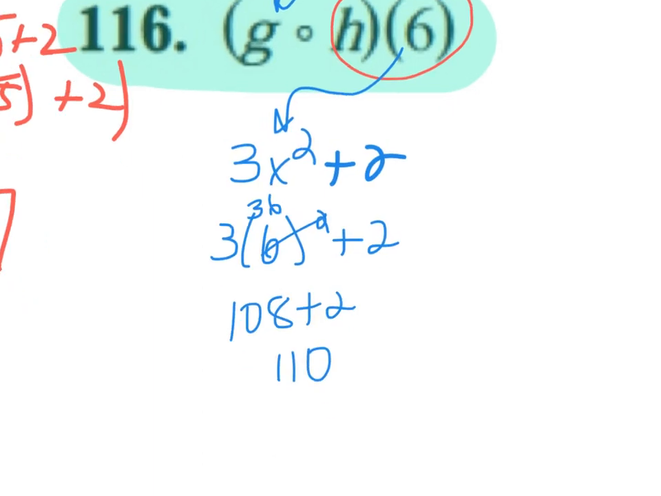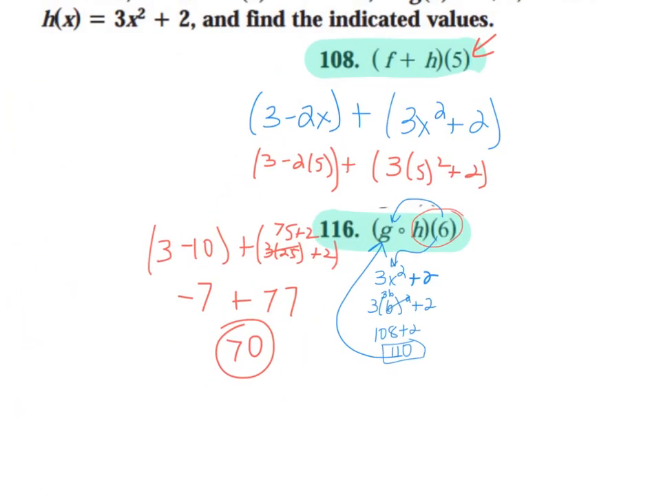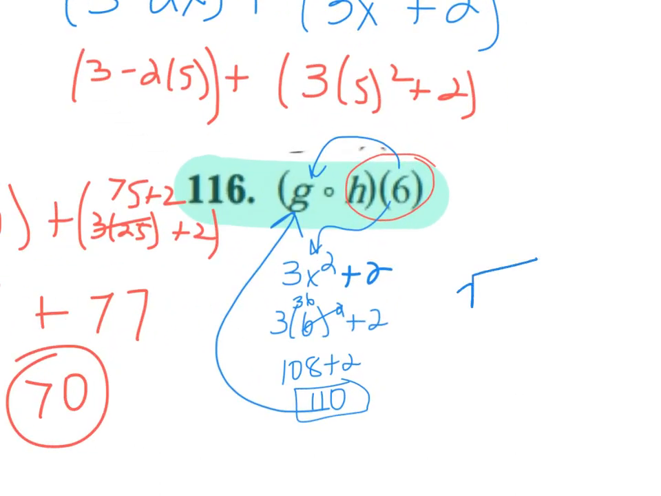Now they want me to take 110 and plug it into what? G. Plug it into the G. So what is the G function? Square root. Square root of 110. If your answer is in decimal form, you literally do the square root of 110 and you get your answer. If it's in a radical, you have to break it down.